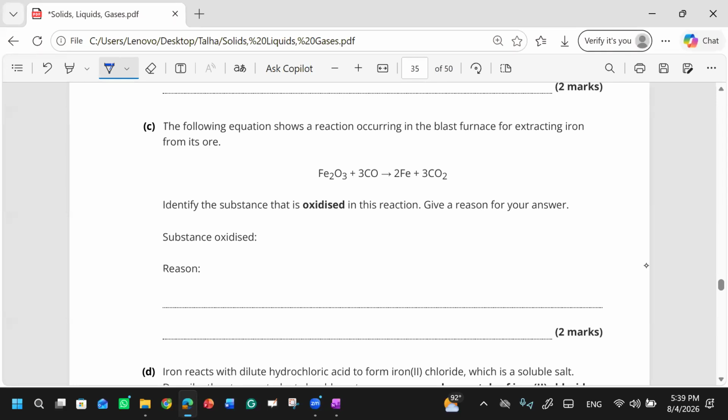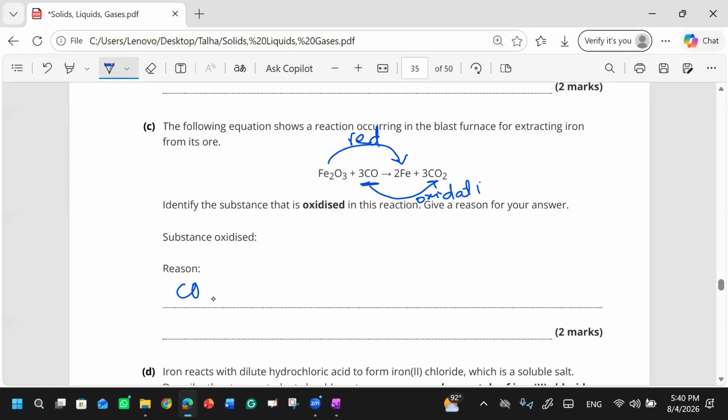Reduction is basically gaining electrons, and oxidation is losing electrons. Loss of electrons is oxidation, and gaining of electrons is reduction, right? Another definition: oxidation means addition of oxygen. See in which oxygen is being added. In this, oxygen is not being added to iron, it is removed. Carbon monoxide is accepting an oxygen, so this is oxidation. Carbon monoxide is being oxidized.